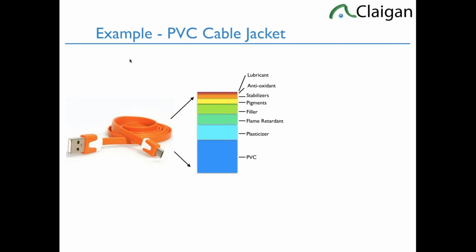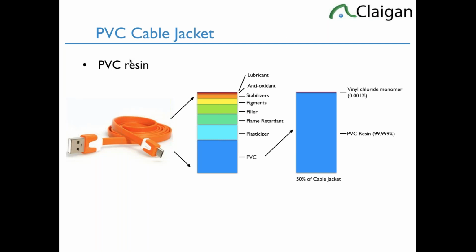So the starting point to understand is the PVC jacket is usually maybe 50% polyvinyl chloride. There are other things in it. So I'm going to go over each one. So polyvinyl chloride is polymerized vinyl chloride. And that part of it will be primarily 99.9% plus PVC. It will have a token amount of unreacted residual monomer, typically around 10 ppm.